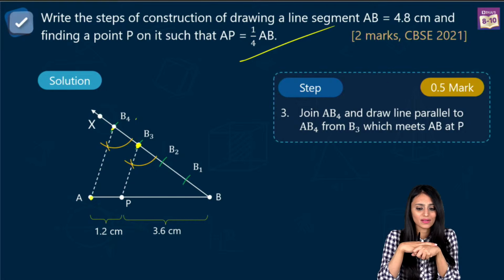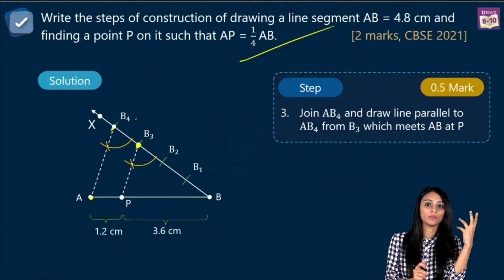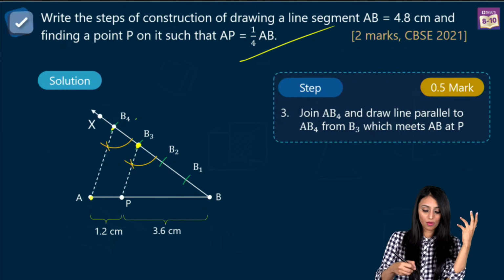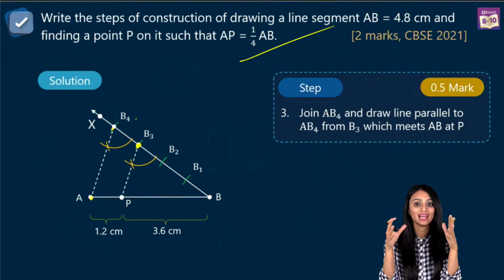Why do you find it difficult writing the steps of construction? Whatever you are drawing, you don't have to mug up the steps of construction for any question. See, let's say I draw a line segment AB, just write down, draw a line segment AB, right? See, the math teacher is not checking on your language, right?